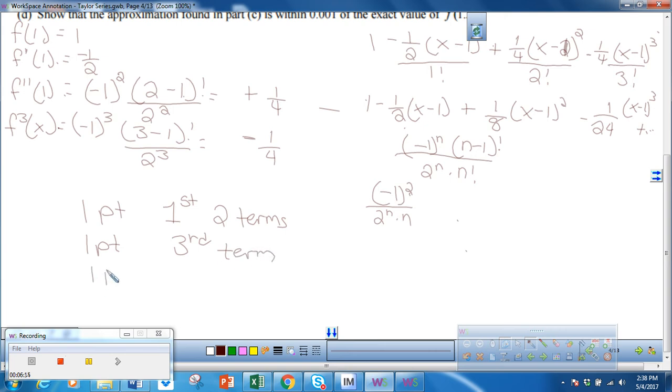You got 1 point for the fourth term. Now let me just say that if they ask for 4 terms, do not give them any more than 4. And then you got 1 point for the general term. So with my students, if I ask for 4 terms and they give me 5, I subtract 1. If I ask for a third degree and they give me a fourth degree, I subtract 1. I subtract a point.